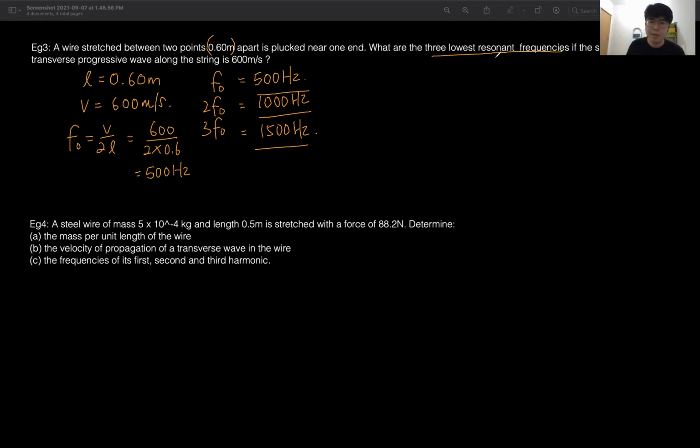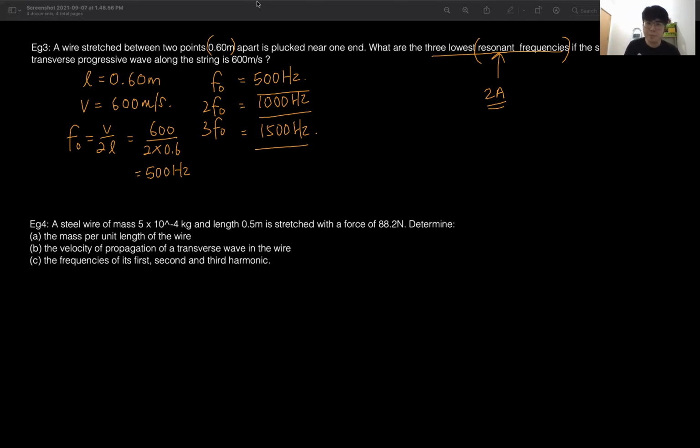The lowest resonant frequencies. Why do we call it resonant? Because standing waves are actually resonance. When they interfere, you get constructive interference, twice the amplitude. That is already resonance. Resonant means you have two waves coming at the same time, at the same phase. So they add up, right? Resonance.